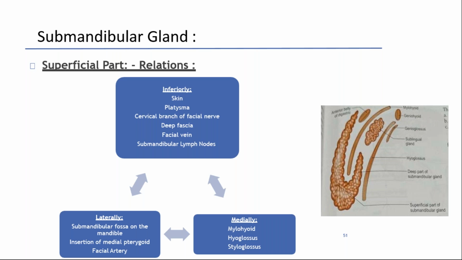So again, the superficial layer inferiorly has the skin, platysma, cervical branch of facial nerve, facial vein, and submandibular lymph nodes are present. Medially, here you can see, these are the muscles that are present: mylohyoid, hyoglossus, and styloglossus muscles.